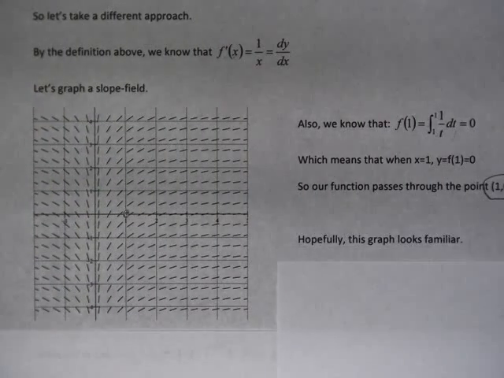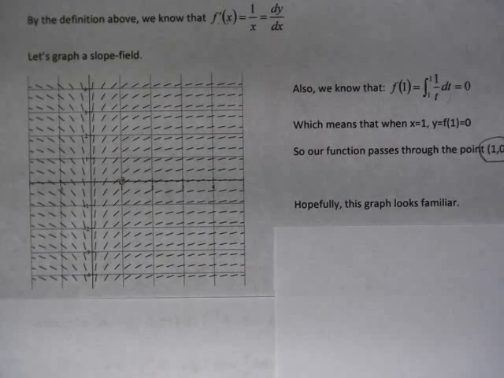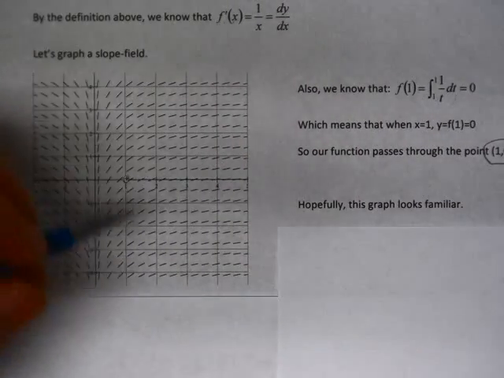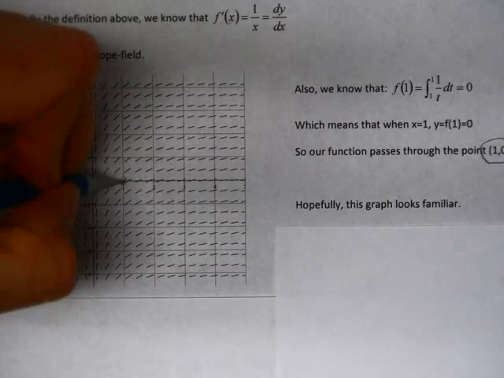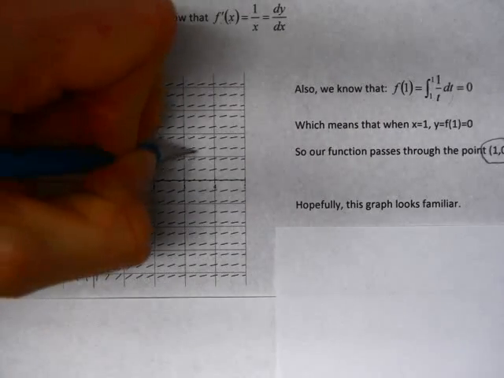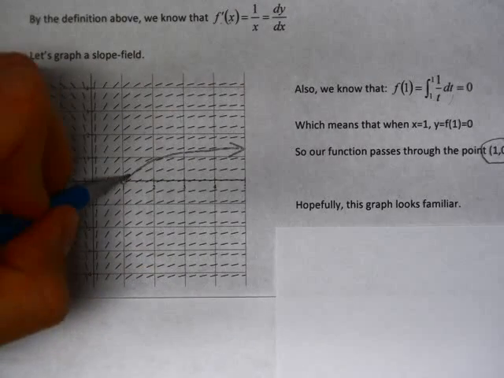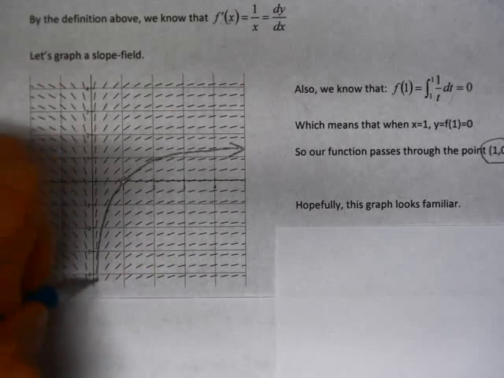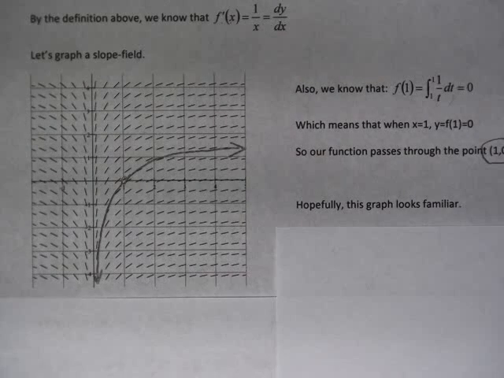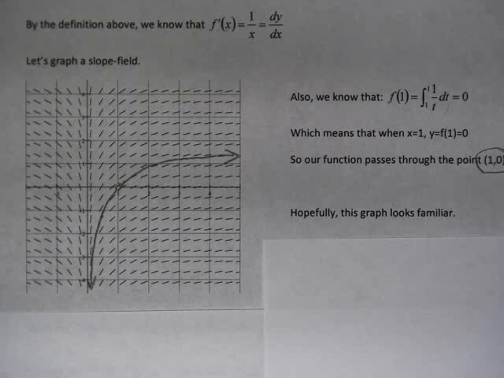So our function goes through that point and follows this slope field. So at least in a general sense, our graph f of x looks like that. Even though we couldn't really solve for it, we can still get a really good idea of what that function looks like, given the function defined as an integral and at least one point that we know on the graph. Hopefully this looks familiar.